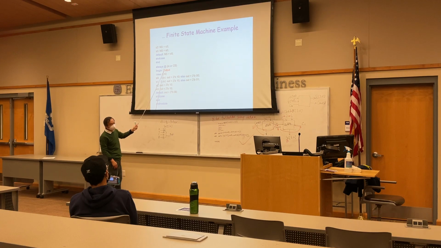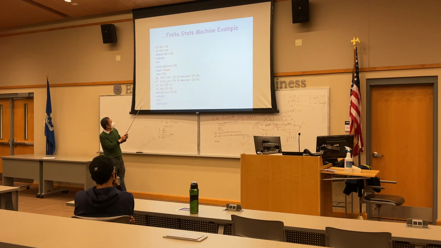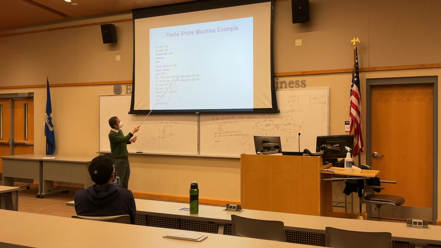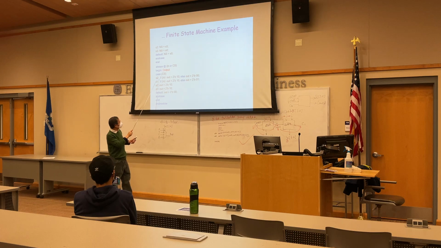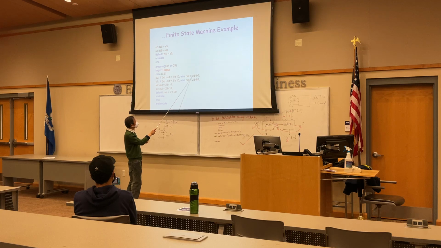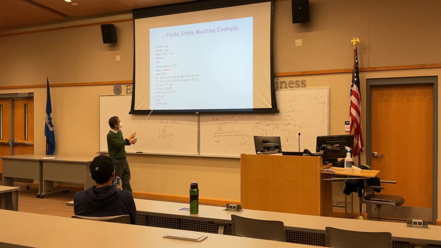And then the last one, output generation, using another block. Case current state, because the output depends on both the current state and input. If state is S0: if input is 1, what's your output? Else, what's your output? If state is S1: if input is 1, what's your output? Else, input is 0, what's your output? S2, output is always 10. S3, output is always 10. Default or other cases, set it to 00.